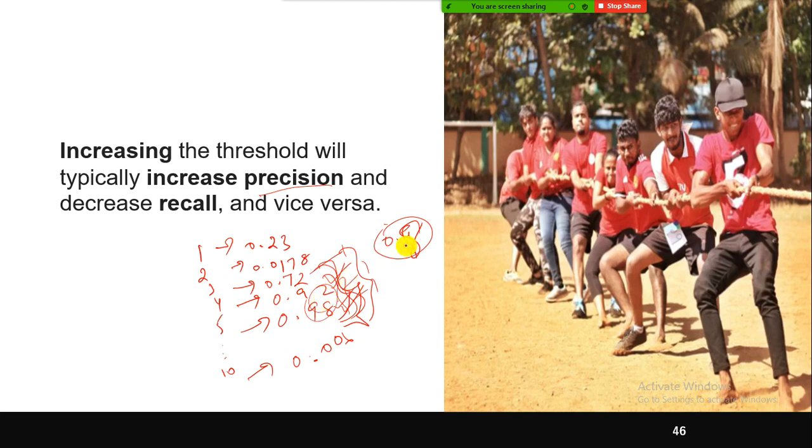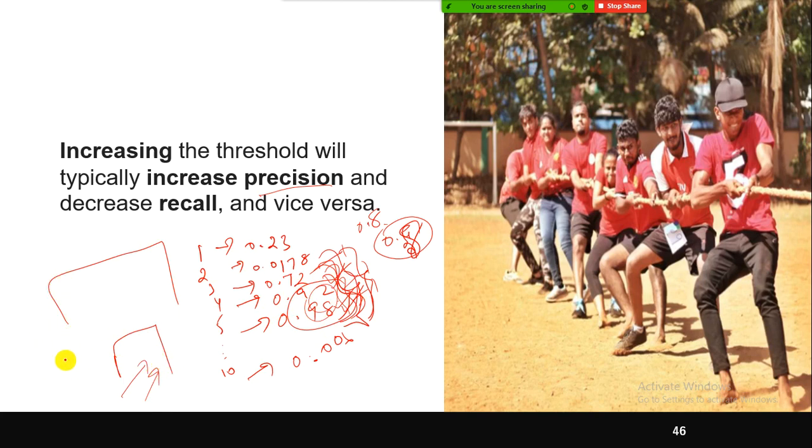But since you have increased the threshold value to 0.8, you have reduced the number of observations. So what will happen? The recall will fall down. Recall, what does the recall say? The actual positive is more, but when you increase the threshold to 0.8, the number of actual positive values will get reduced. It's something like your goal post. If you reduce your goal post size, the chances of hitting the goal are very less.